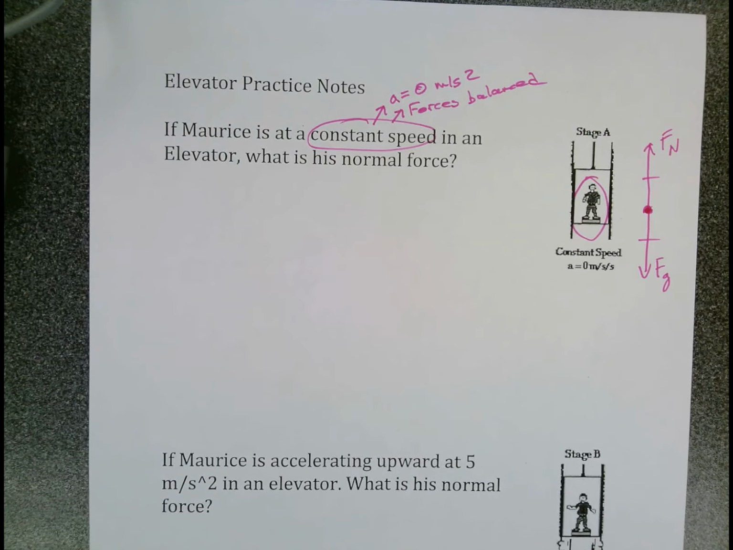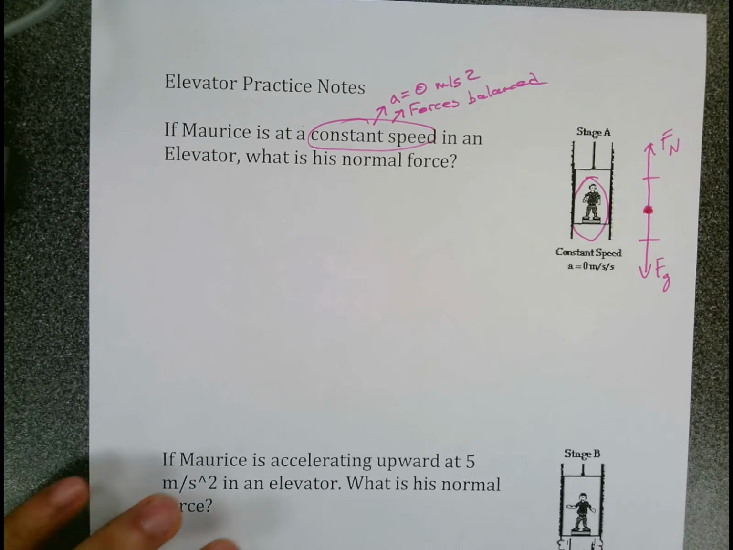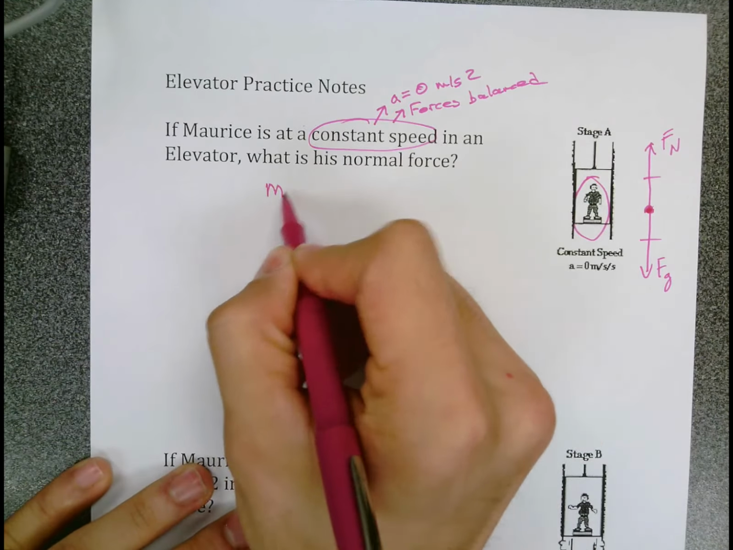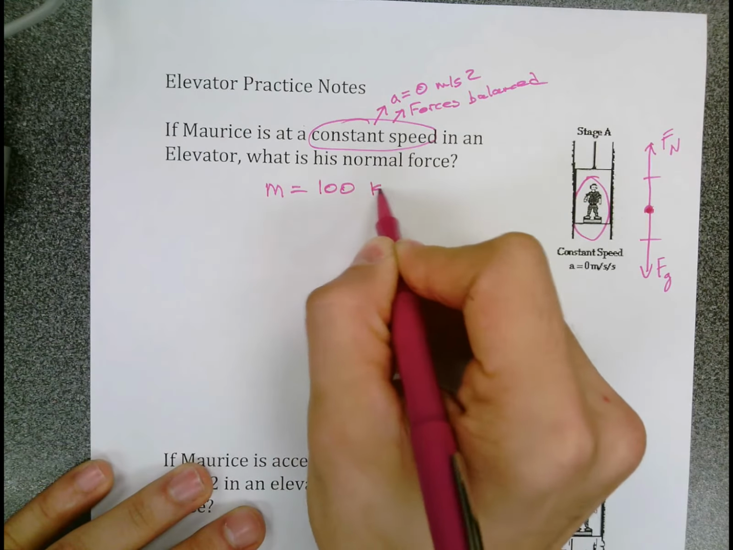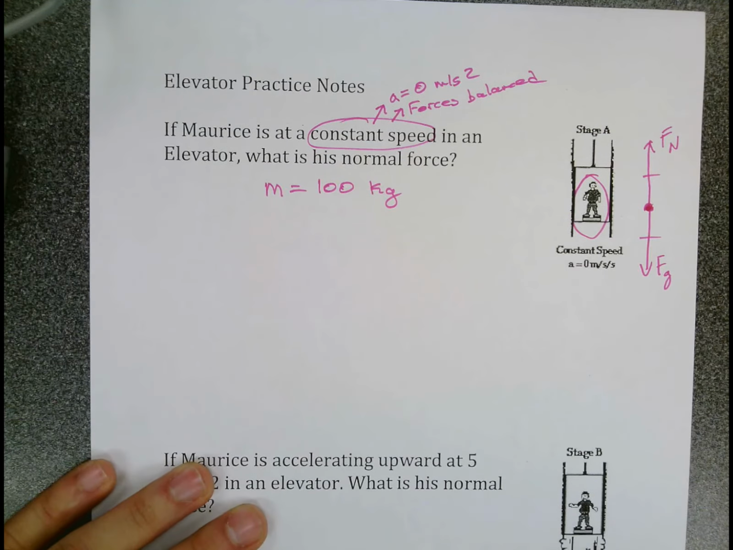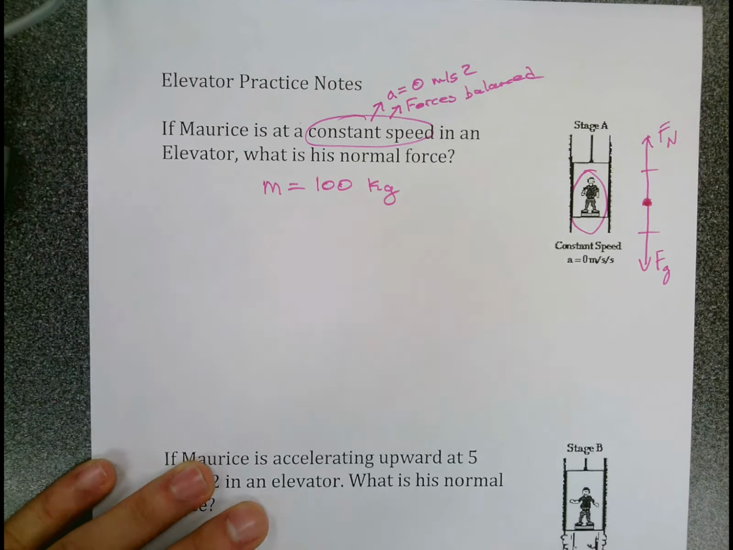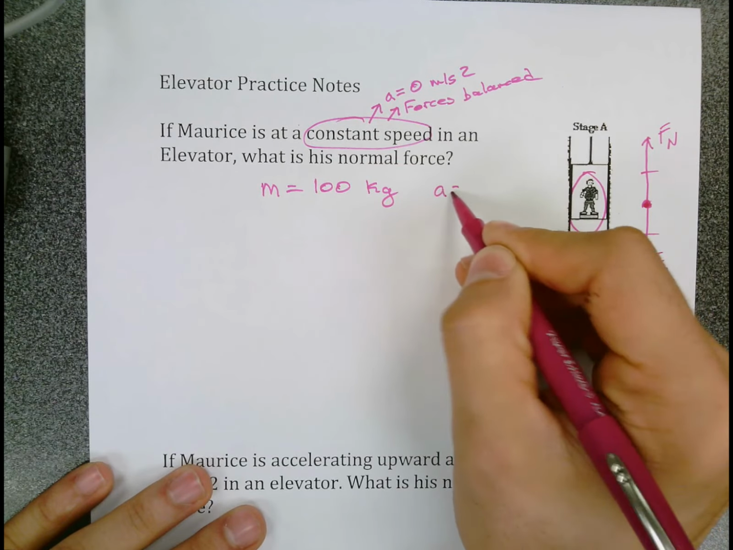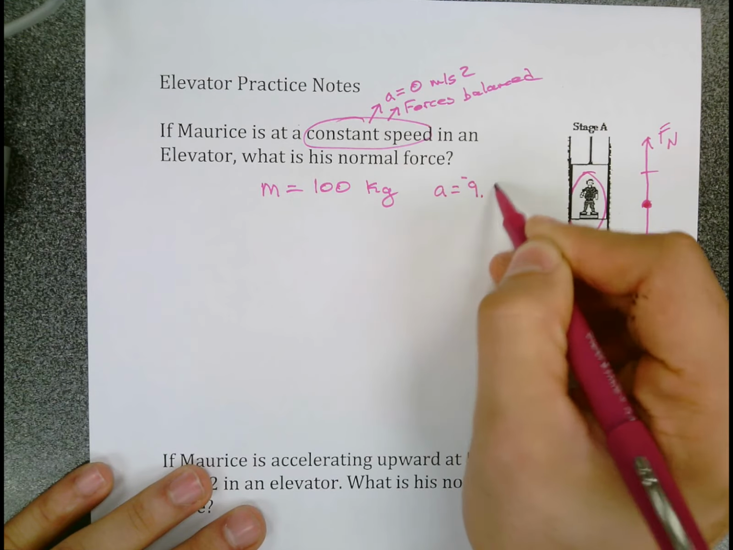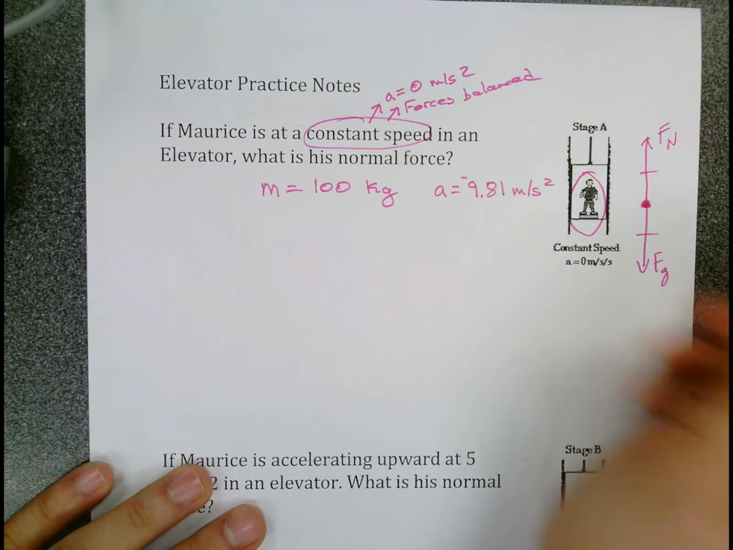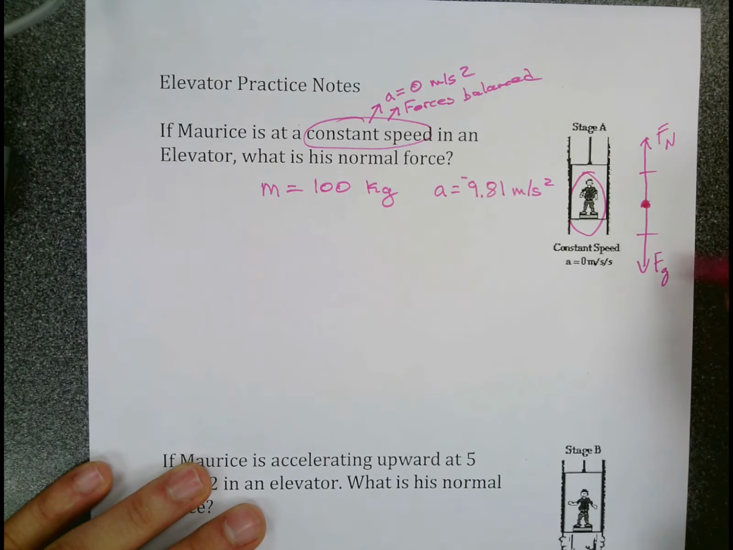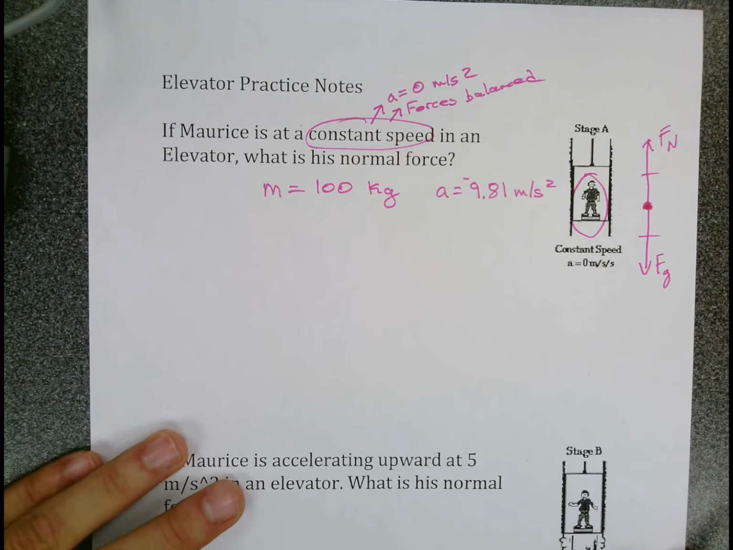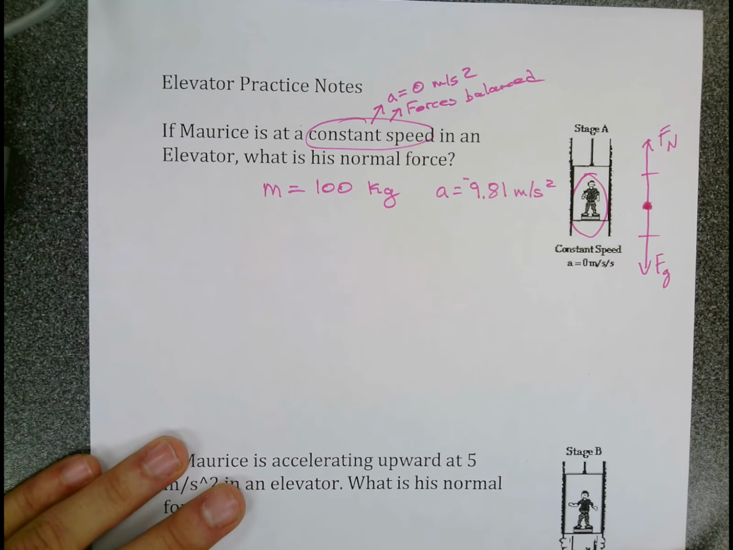Alright, once we have that calculated, we can start filling in some givens in this question. One given is that Maurice has a mass of 100 kilograms. We also know that the force of gravity gives Maurice an acceleration of negative 9.81 meters per second squared. And this negative comes from the fact that this acceleration is pointing downwards. As far as givens, those are all we have.